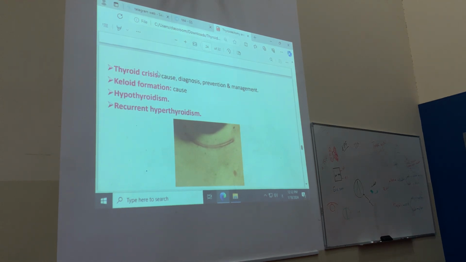Keloid could be frequently seen. And do you know what keloid means? Yes, this is the scar. Okay, so what's the difference between keloid and hypertrophic scar?